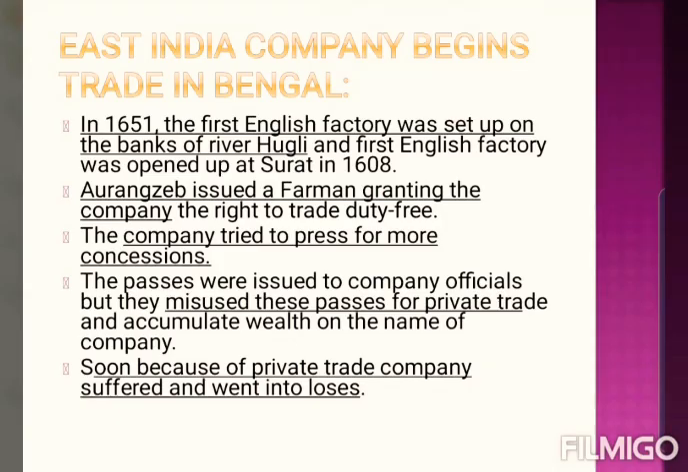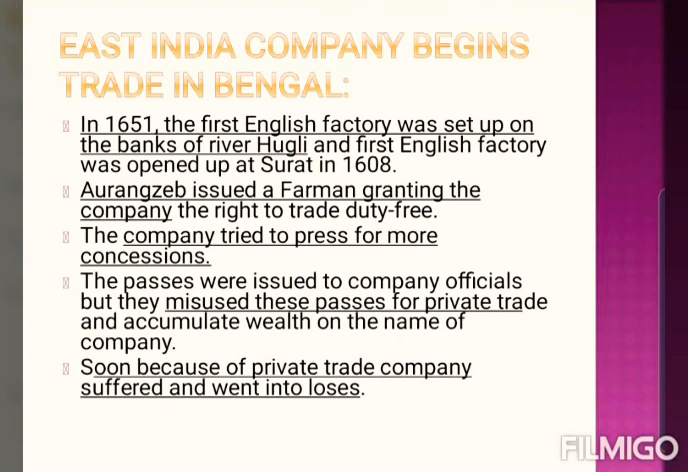Now let's see how East India Company begins trade in Bengal. So the question arises that why Bengal was targeted by the company. It is because at that time, Bengal was one of the richest provinces on the Indian subcontinent.